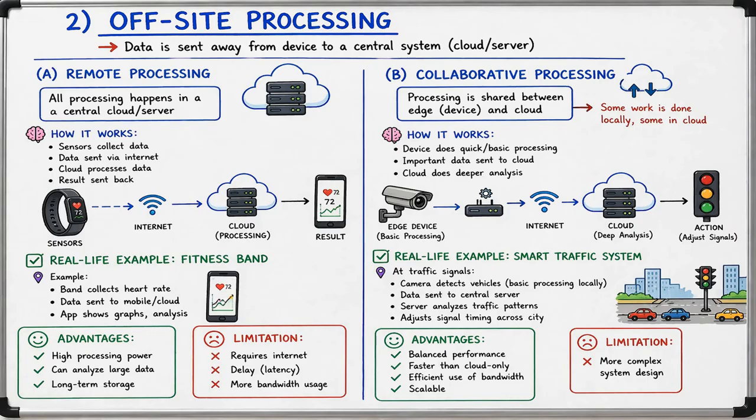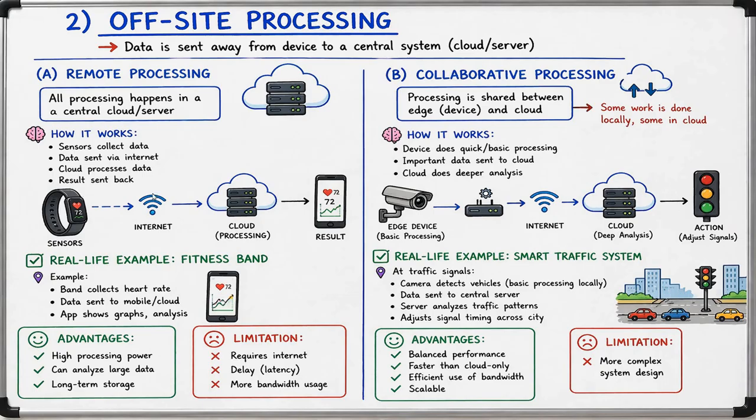is sent via the internet, where the collected data is transmitted to the cloud using the internet connectivity, and this requires a stable network connection. Then the cloud processes the data, where the powerful servers analyze the data using advanced algorithms, and complex computations are handled easily in the cloud. And the last point is result is sent back.